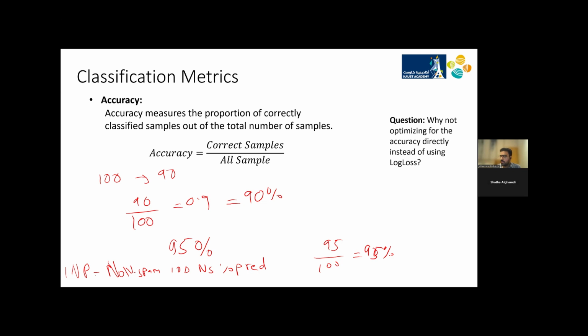Before that, in linear regression, we just wanted to minimize the mean squared error, and that was also our metric. So we were actually minimizing the metric itself. Why can't we do that here? Why can't we just minimize according to the accuracy instead of using the log loss?